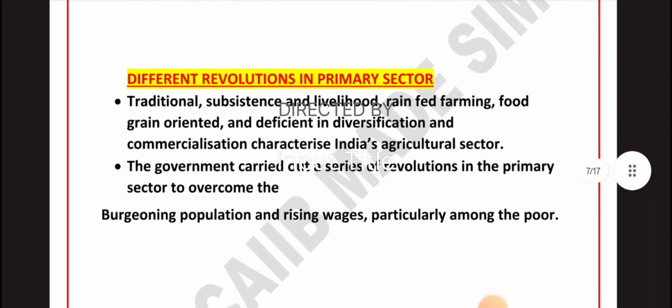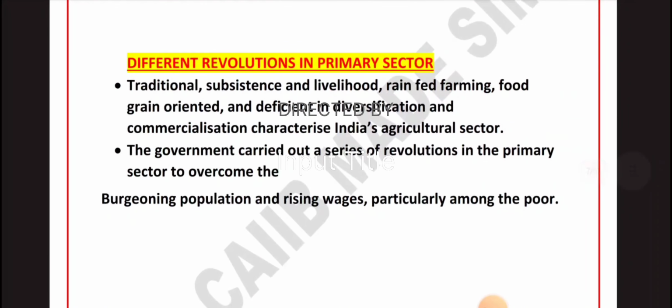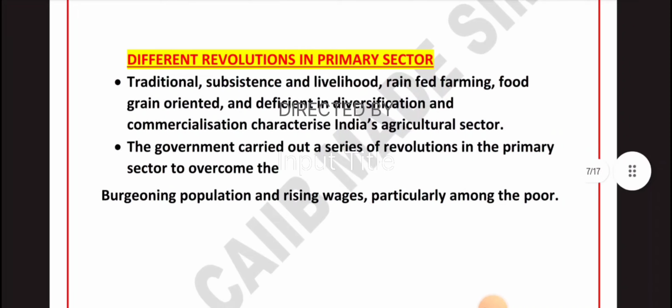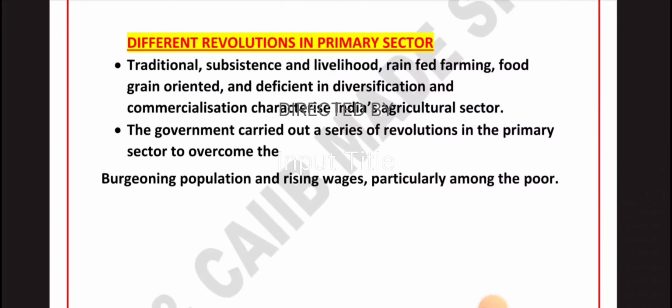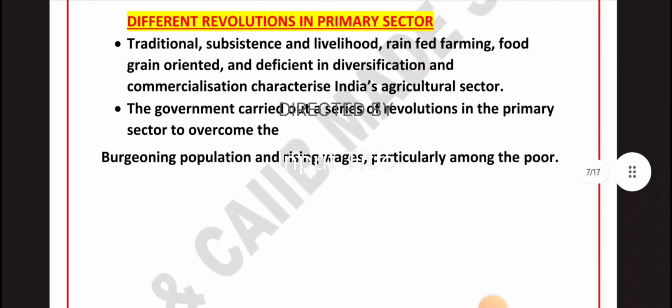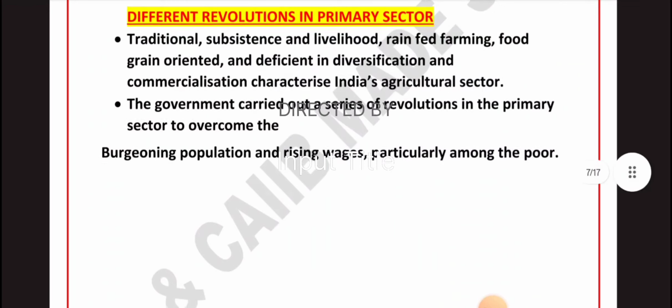Now let's talk about the different revolutions in the primary sector. So friends, the first thing is traditional subsistence and livelihood farming. Traditionally, farming in India has been characterized by small-scale agriculture practices where farmers grew crops mainly for their own subsistence and livelihood. This means that farmers grew crops primarily to feed themselves and their families rather than for commercial purposes. For example, a farmer who grows rice, vegetables, and fruit to sustain their family's food needs would fall under this category. The second is rain-fed farming.